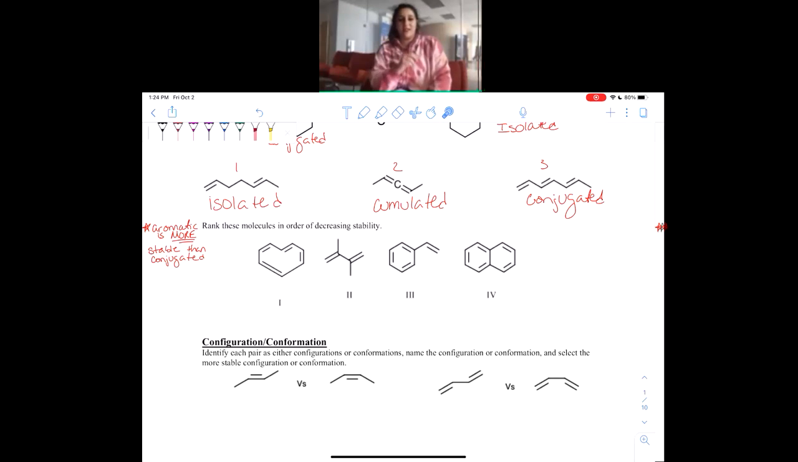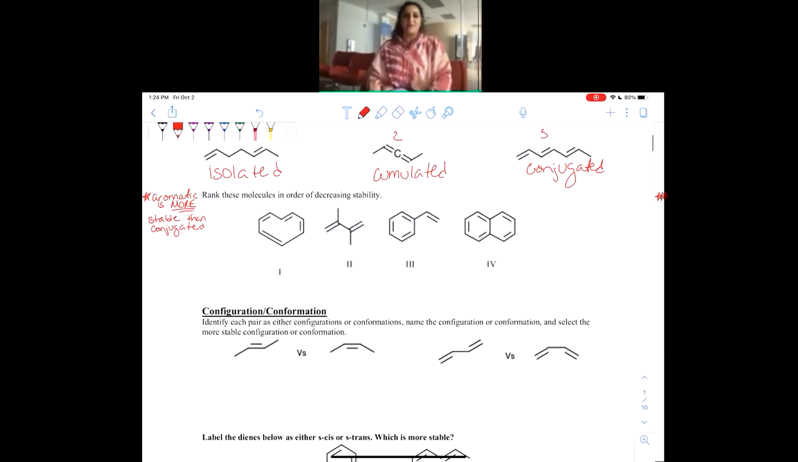If you want something really interesting to look up, look up pi stacking. That's really fun. But I'm not going to talk about it because it's not a big deal.